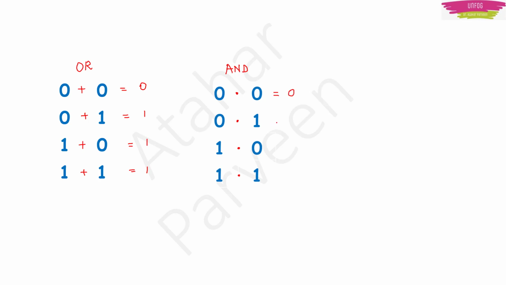So if both the inputs are 0, then our output is going to be 0. If one of the inputs is 0, then 1 into 0 will be 0. In the same manner, if one of the inputs is 0, then the output is going to be 0 because 1 into 0 is 0. And here again, 1 into 1 is 1 because AND has the operation of multiplication.